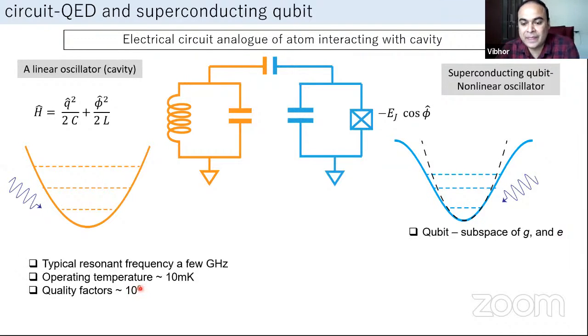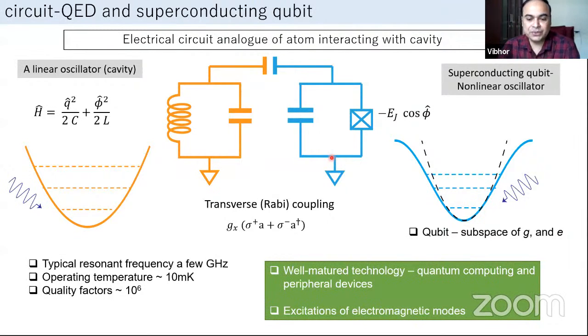Typically these are made from superconductors, so you can achieve very high quality factors, on the order of 1 million or so. By coupling these electrical circuits together through circuit elements such as capacitors or inductors, one can achieve coupling between them. Using a capacitor, one can achieve a transverse coupling, which lets you swap excitation between the electrical cavity and this transmon, which is a superconducting qubit.